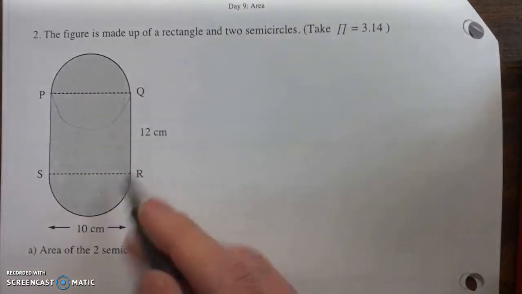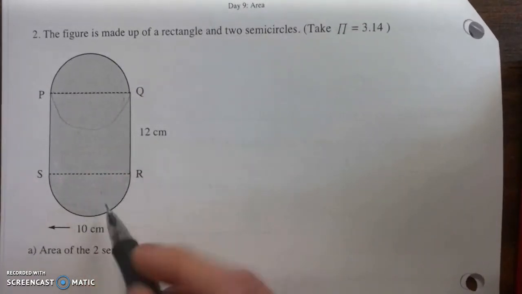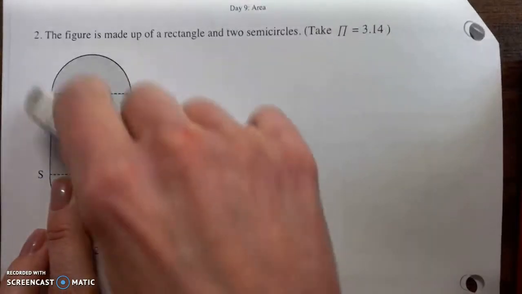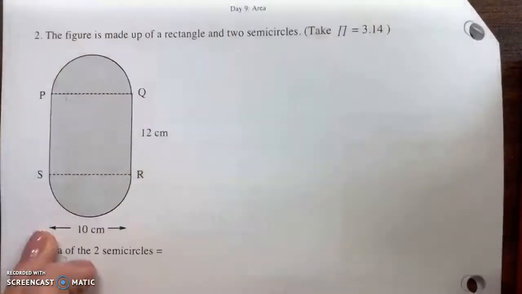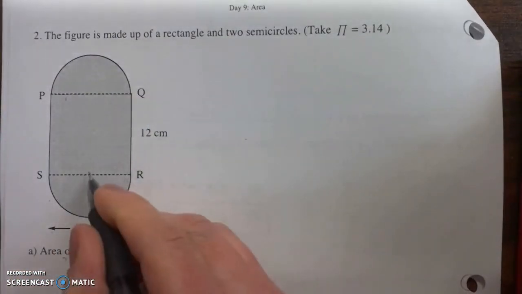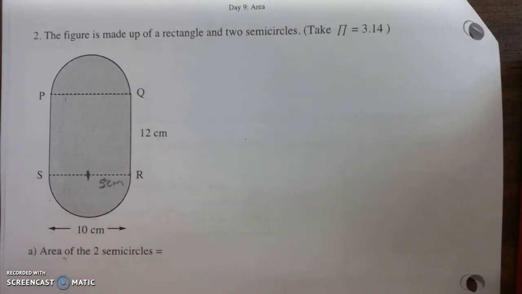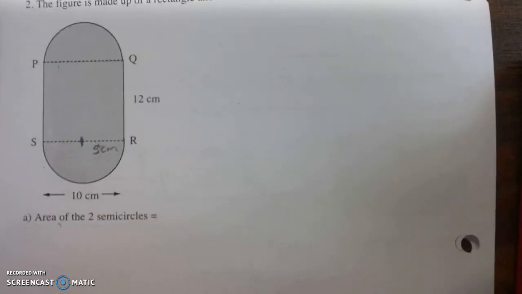Let's just, before we even do that though, write the radius, because we've got a diameter marked there, but the diameter is 10, and that's going to mess us up if we plug that into our equation. I'm going to erase my circle here. So let's go ahead and write the radius down. All right, so my radius of these two semicircles is going to be 5 centimeters. Okay, now we're ready to rock and roll.